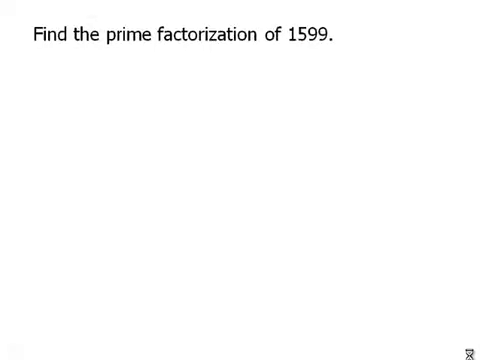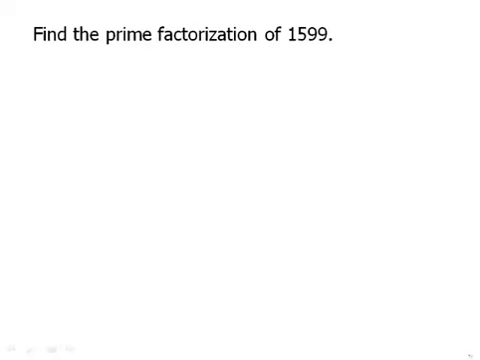So for example, suppose you had to find the prime factorization of 1599. Well, that would be hard. We could probably tell from our divisibility tricks that since the sum of the digits is 24, the number would be divisible by 3. But even if we divide this by 3, we're going to get some ugly 3-digit number that's not going to be easy to factor.